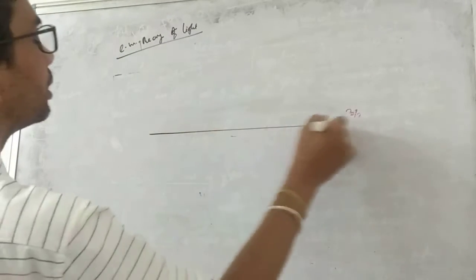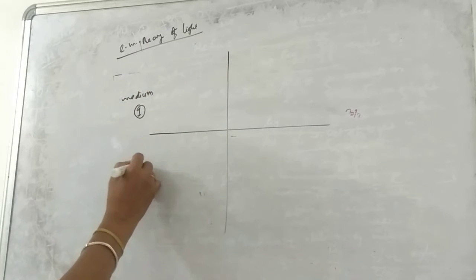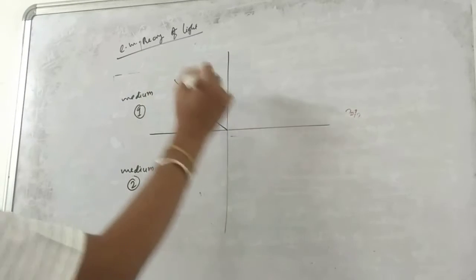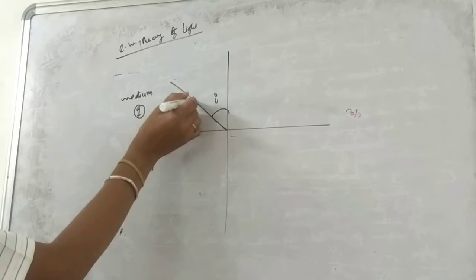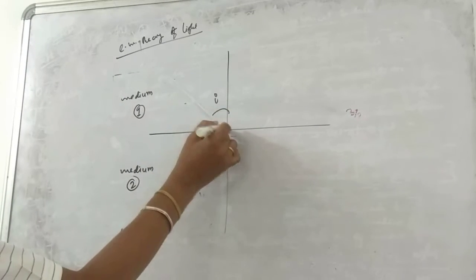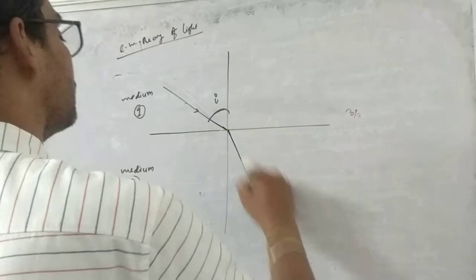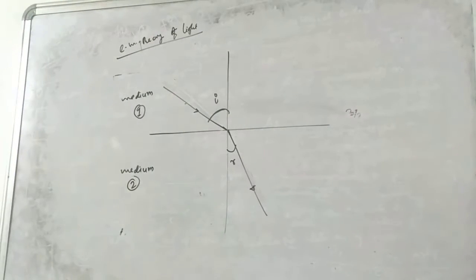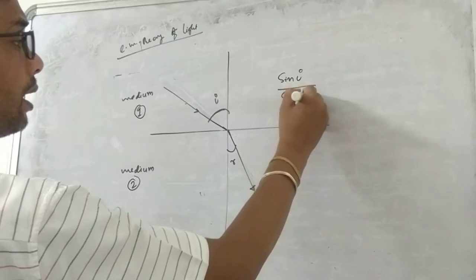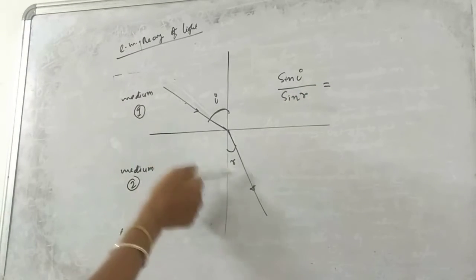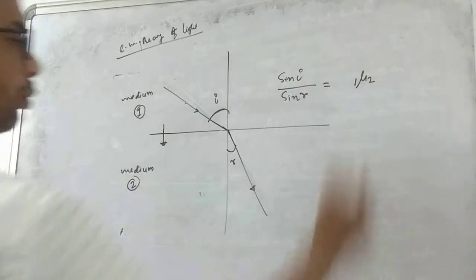Suppose this is our medium 1, and this is our medium 2. This is our angle of incidence I, and this is our angle of refraction. This is the refracted ray. And you know, from Snell's law, sine I by sine r, since light goes from 1 to 2 medium, is mu 2 with respect to 1.